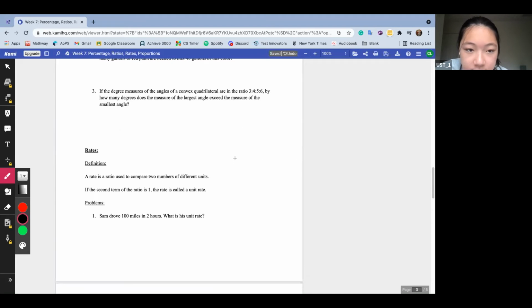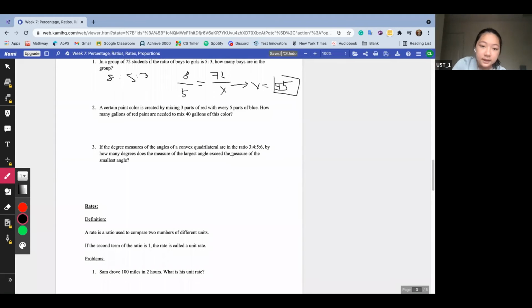Okay, so I'm moving on to the next question. A certain paint color is created by mixing 3 parts of red with every 5 parts of blue. How many gallons of red paint are needed to mix 40 gallons of this color? So you can chat me the answer if you got it.